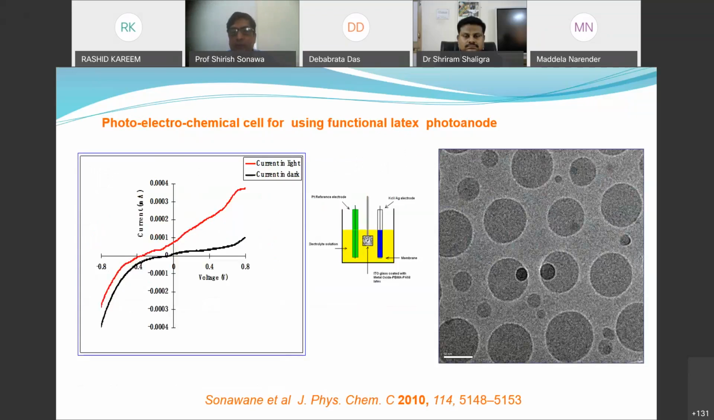So now onto the graph, you can see this is the right hand side graph.